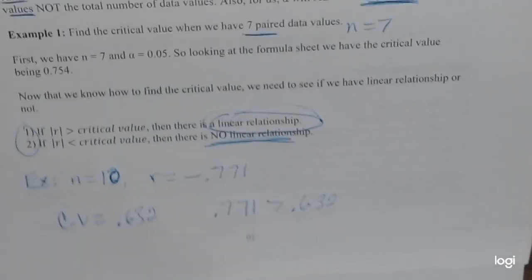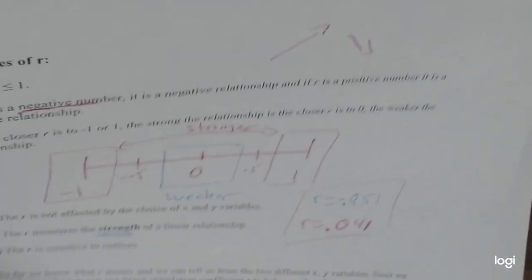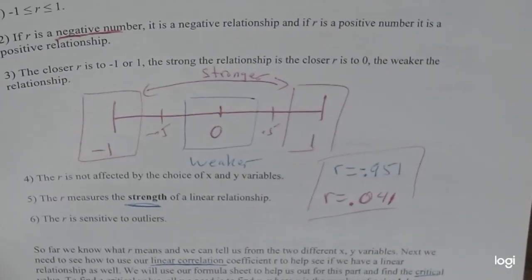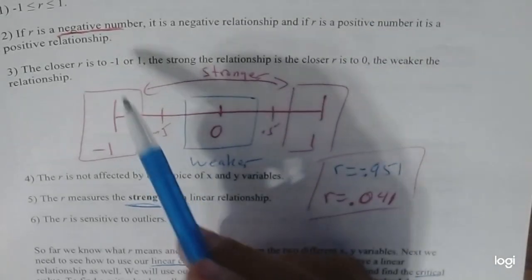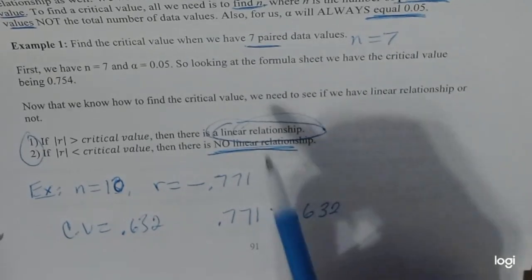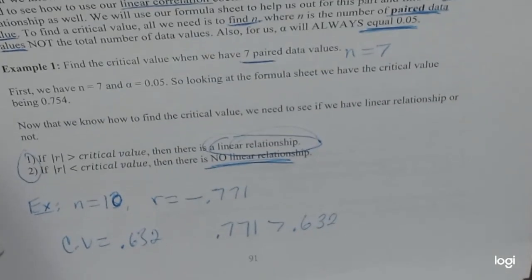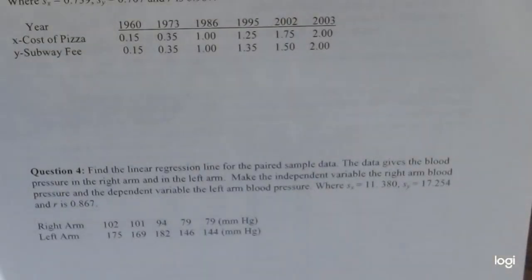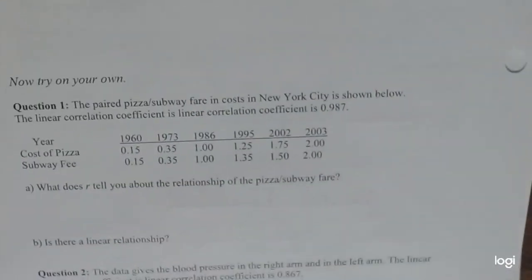So a little recap before we go into more examples: the value of r tells you if it's strong, weak, positive, or negative. And using r, we can see if we have a linear relationship or not. All right, so let's try some examples out so you can see how this will work.